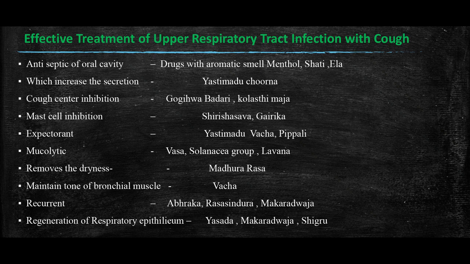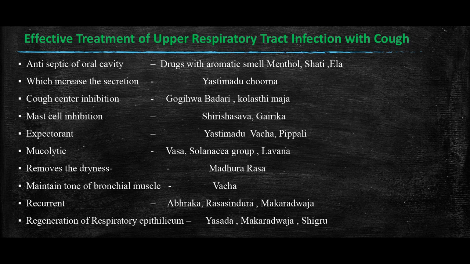Regeneration of respiratory epithelium: because of frequent recurrent respiratory infection, what happens? There is loss of respiratory epithelium that can be corrected by Yashada Bhasma, it contains zinc, and Shigru, it contains vitamin A, because zinc and vitamin A, these two are very important for the regeneration of the epithelial tissue. Therefore, this can be given. Next one.